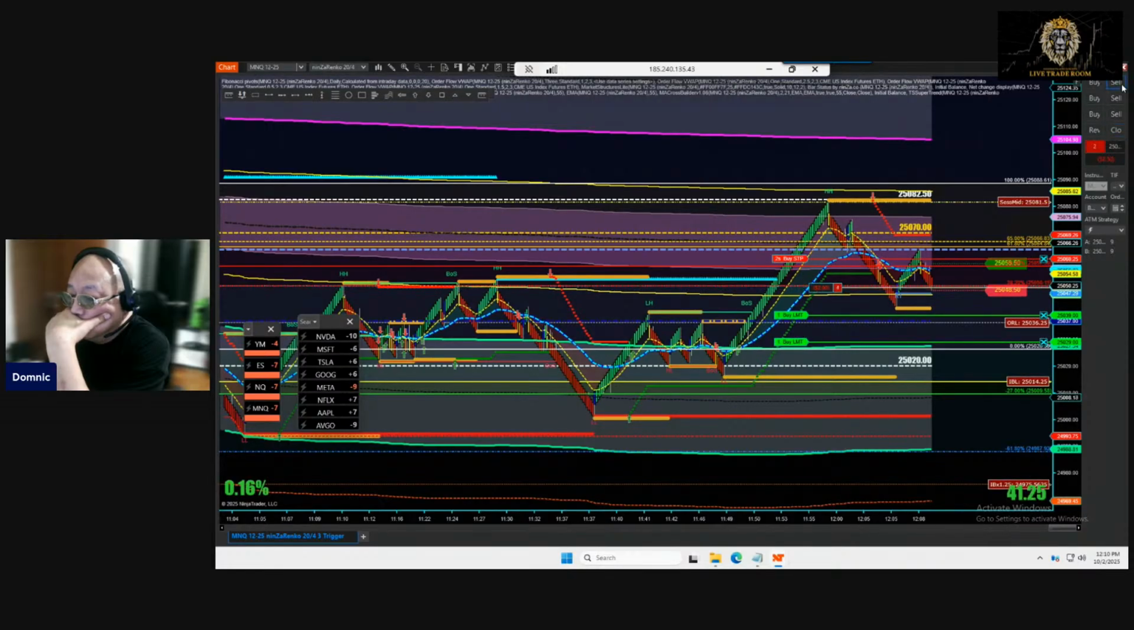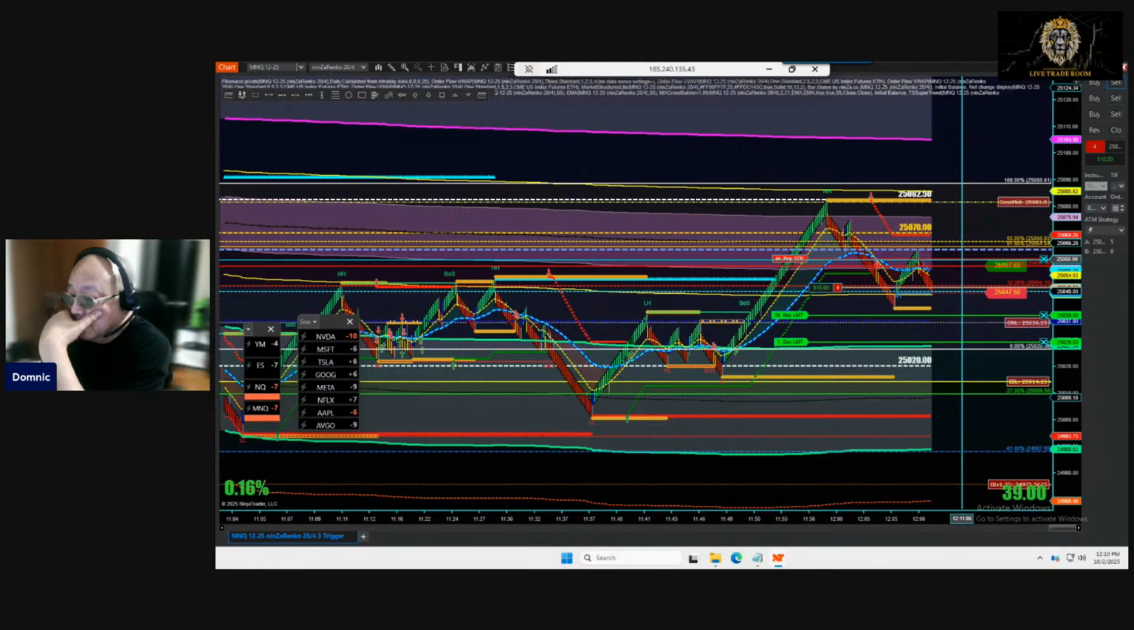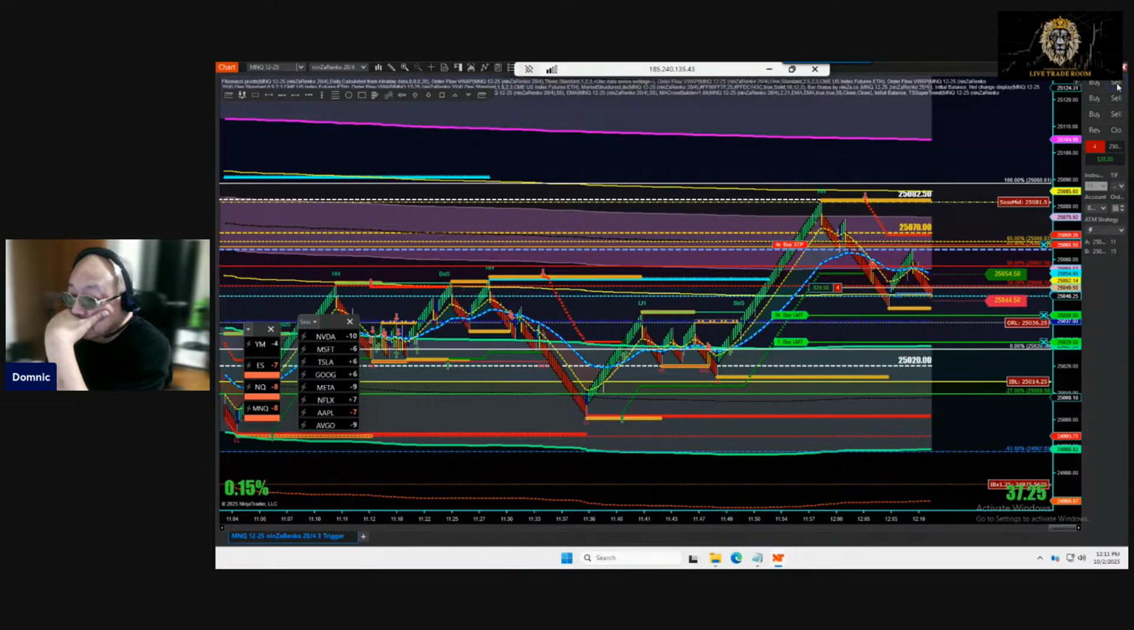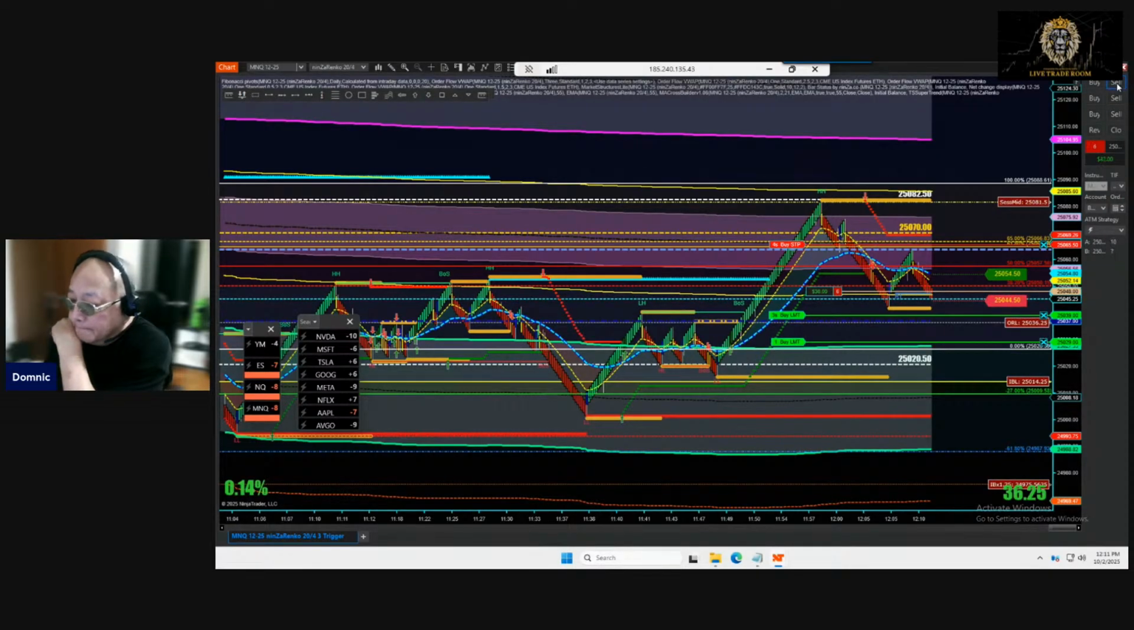Order filled. See, I'm not gonna move that first target. See how that works. Order filled. Well, here again, we're at the 0.5 again. Now they can use that as support.